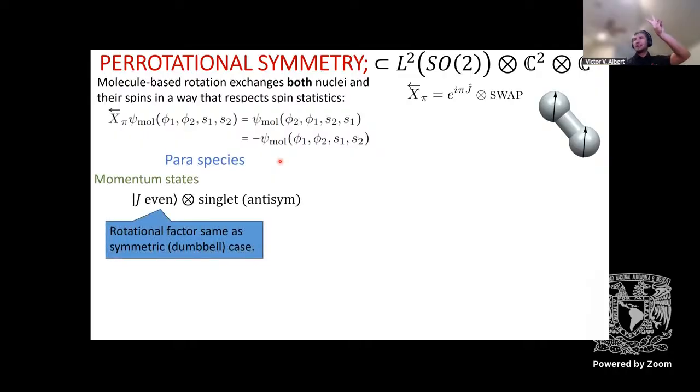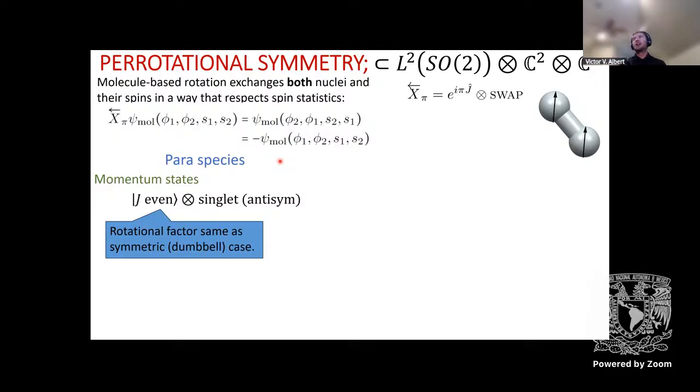Well, there are two ways to get the minus sign. We have two factors: one is the rotational, one is the nuclear. And the minus sign could come either from the rotational or from the nuclear side. If it comes from the nuclear side, this is called parahydrogen. So who's heard of this ortho-parahydrogen story?